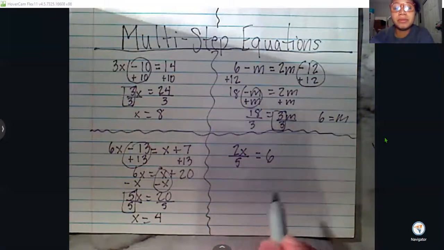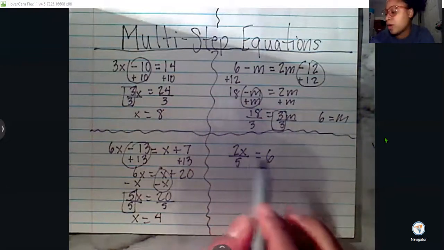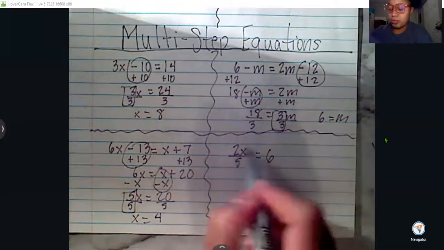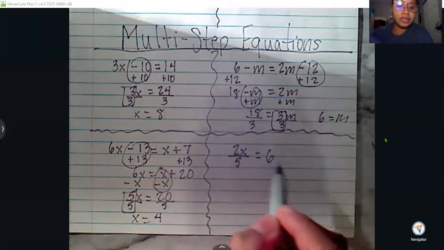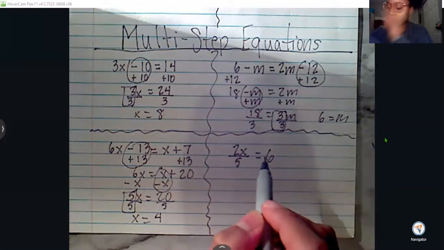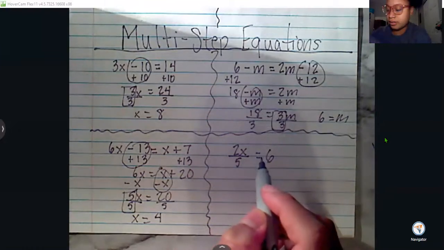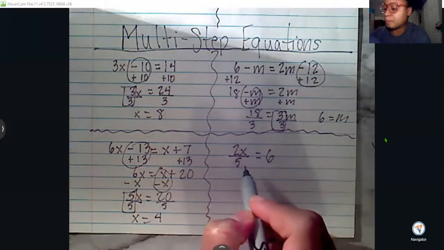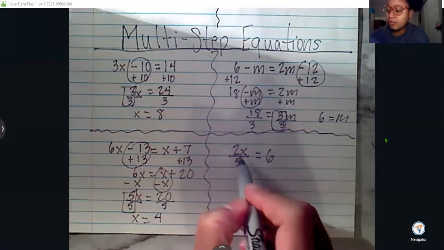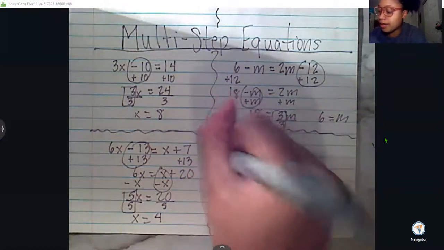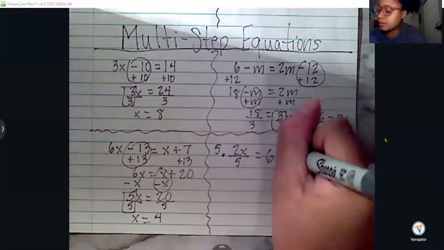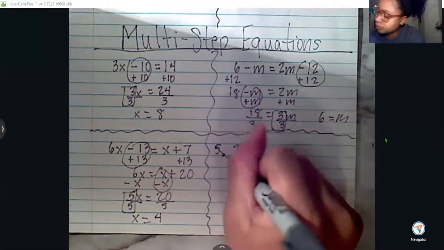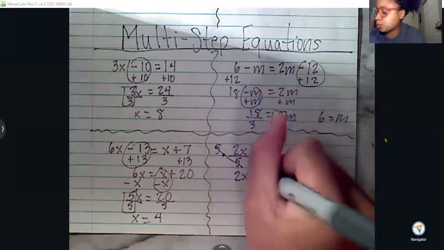Now we have one last problem. So this is, remember, a division problem. When you have this fraction bar, that stands for division. So this is simple. The x is already on this side, so we know we want to get all of our numbers to the right side. So we've got 2x over 5. So then the opposite or the inverse operation of division is multiplication. So I'm going to multiply by 5 on both sides. These 5s cancel out, so then you're just left with 2x. And then you've got 6 times 5, which equals 30.